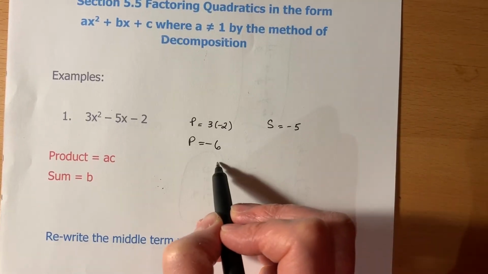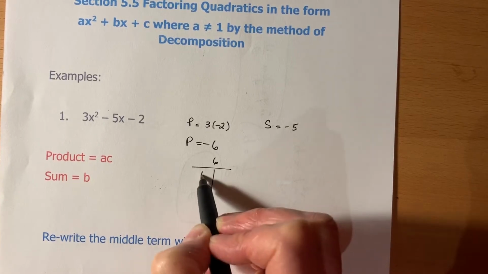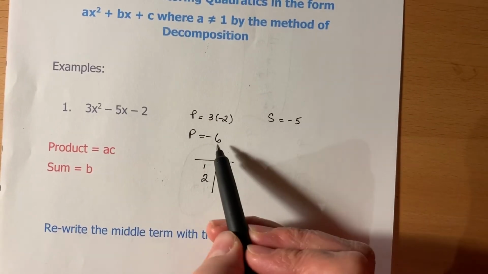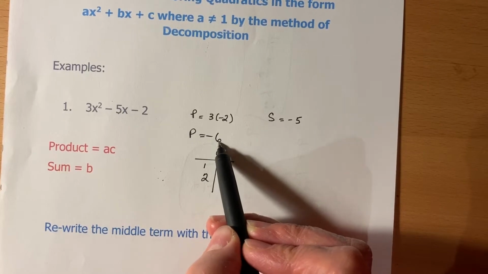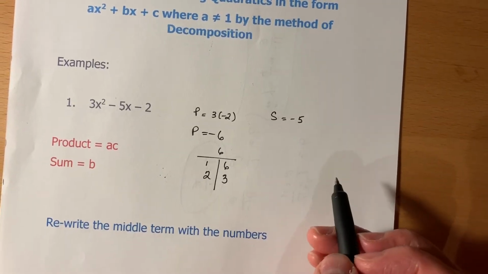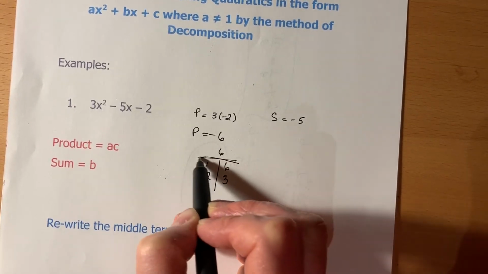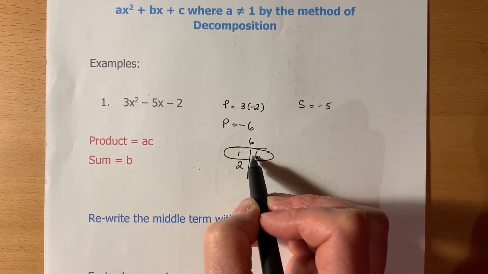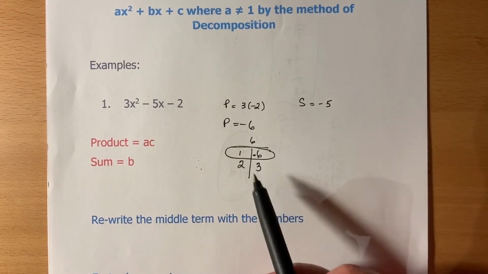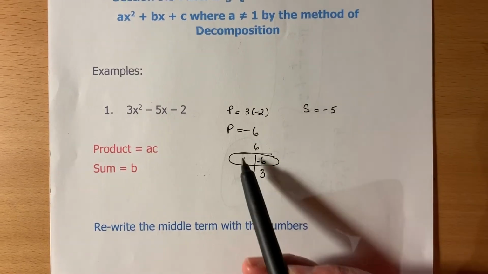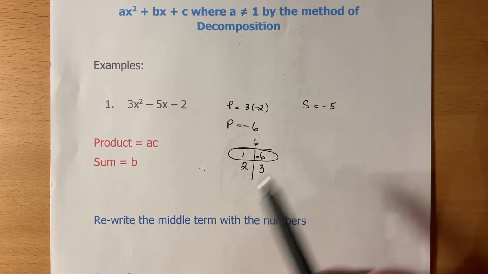So once again, you go through the numbers that multiply to 6: 1 and 6, 2 and 3. Which combination will multiply to -6 and add to -5? And again, there's only one answer, and it is 1 and 6. Which one is negative? The 6. Make sure you check this. 1 times -6 is -6. 1 plus -6 is -5.